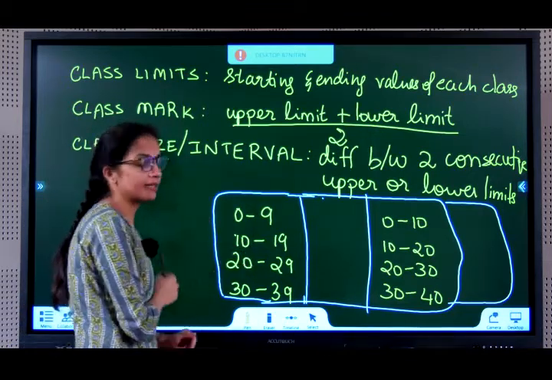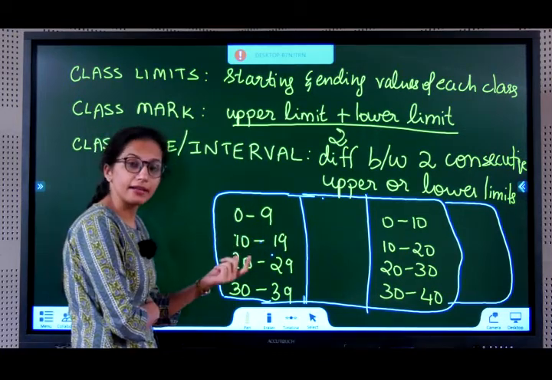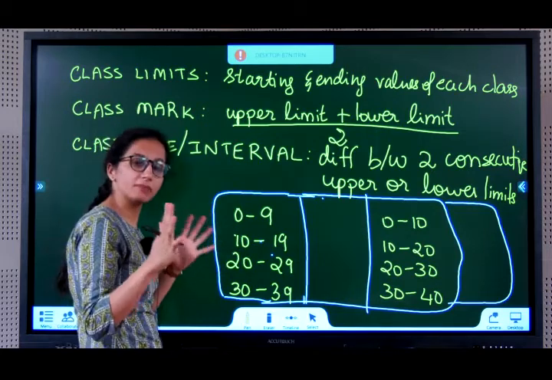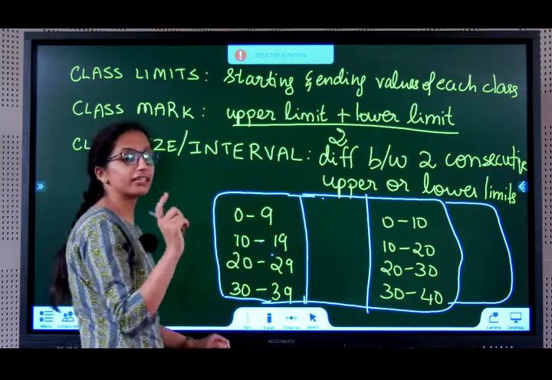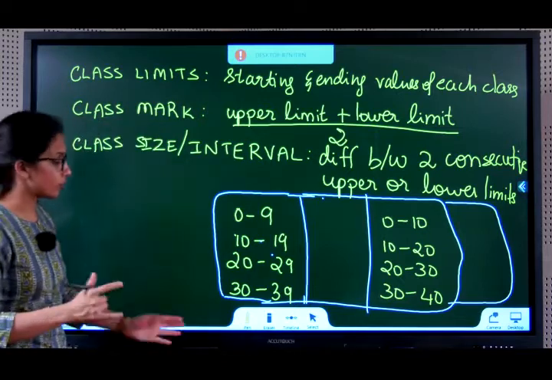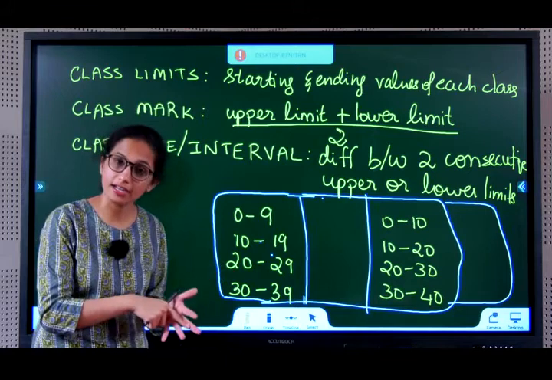19 minus 10 is 9. But you can see there are 10 possible values that can fit in this class. So you have to calculate class size. You can either count, like how I did: 10, 11, 12, 13, 14, 15, 16, 17, 18, 19, 10 numbers.